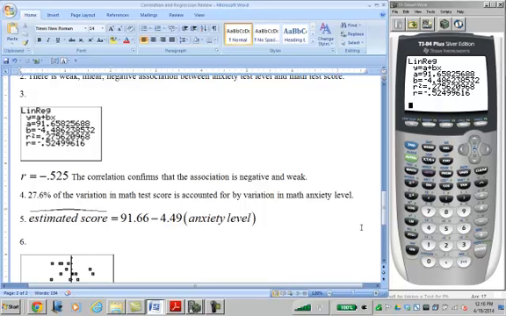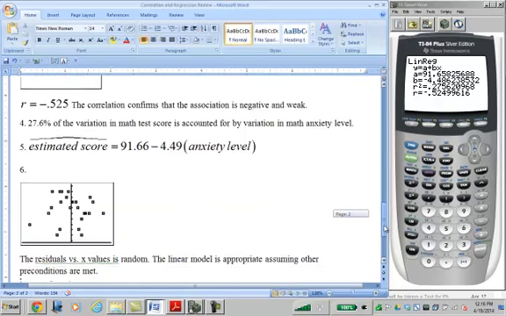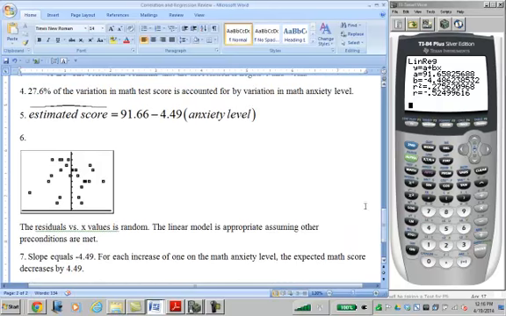It's 72.4% of the variation in math test score is accounted for by the residuals. Okay, that's the errors. That's the differences between y, the actual y values, and y hat, the estimated y values. Or the actual test scores and the estimated test scores. Okay, so what's the equation? The estimated test score equals 91.66 minus 4.49 times the anxiety level.